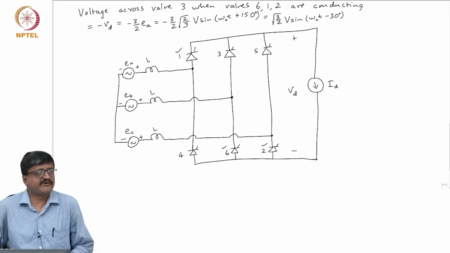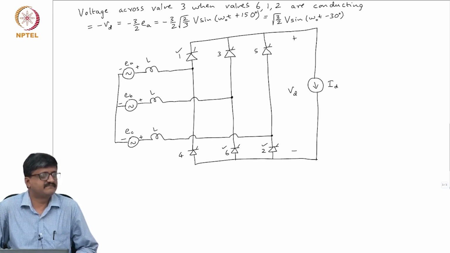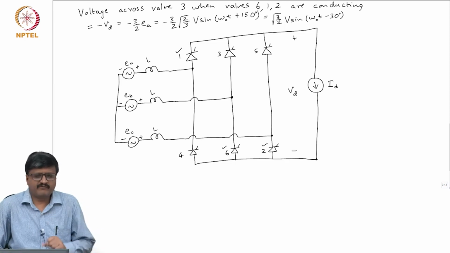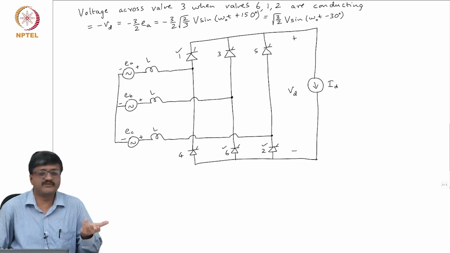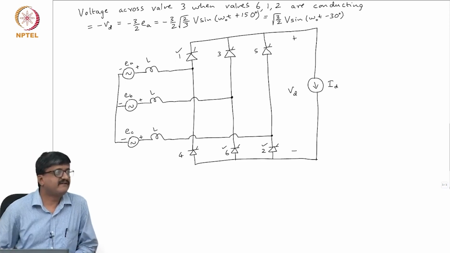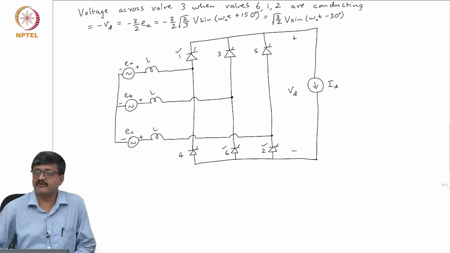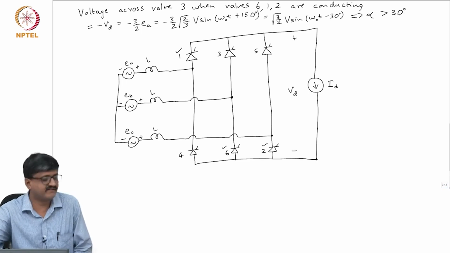So, if I want to turn on valve 3, the voltage across valve 3 is given by this expression. What is the inference? I gave a hint, we are talking about the range of alpha. Can alpha take a value say 10 degrees, 5 degrees? Alpha is the instant at which valve 3 is turned on. When you want to turn on a valve, first of all it should be forward biased. So, the voltage across valve 3 will not be positive before omega OT less than 30. This implies alpha should be greater than 30 degrees.